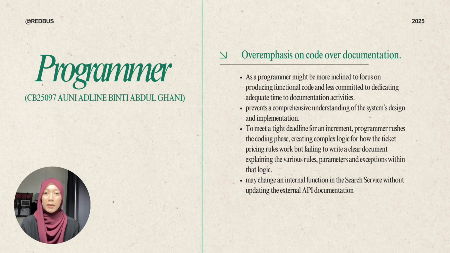For the Redbus system, imagine that a complex feature is built, such as the dynamic fare adjustment module, which automatically changes ticket price based on demand and time of day. To meet a tight deadline for an increment, the programmer rushed the coding phase, creating complex logic for how the ticket pricing rules work, but failing to write a clear document explaining the rules, parameters, and exceptions within that logic. When this module is handed over to the QA, quality assurance team, or the maintenance team, they receive working code but no instruction manual.